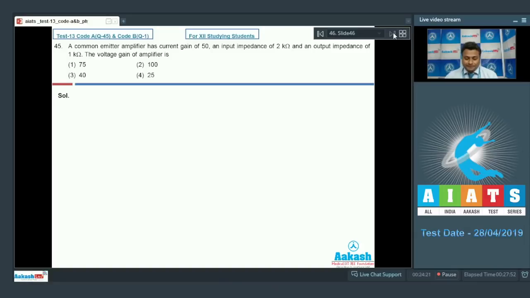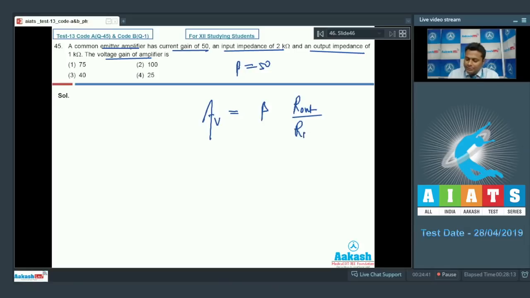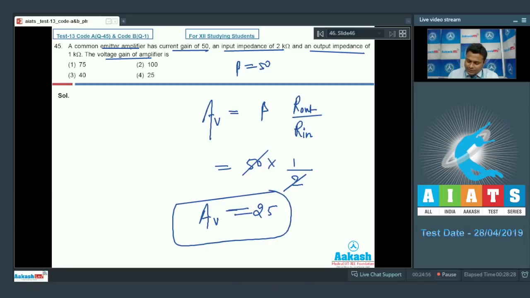So here is question number 45, everyone. The common emitter amplifier has current gain beta 50, input impedance 2 kilo ohm and output impedance 1 kilo ohm. The voltage gain of the amplifier will be what? Voltage gain AV can be written as beta times R output upon R input. Beta is given 50, output is 1 kilo ohm, input is 2 kilo ohm. After solving, we will get the voltage gain, that is 25. AV is 25, and therefore we can say that option number 4 is absolutely correct. So we will go with option number 4.